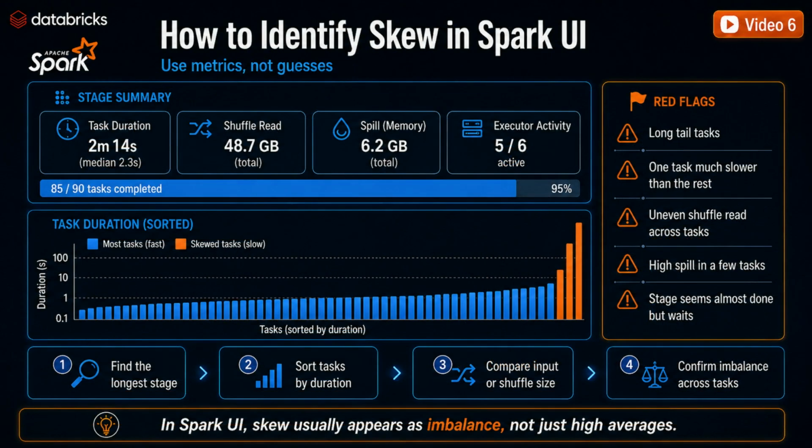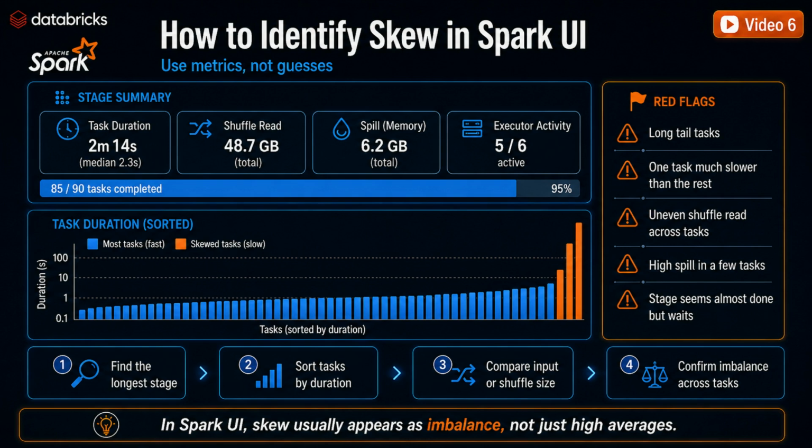To identify skew, use Spark UI metrics instead of guessing. Start by finding the slowest stage. Then sort tasks by duration and look for a long tail. If most tasks finish in a few seconds, but a few tasks take much longer, that is a strong skew signal. Next, compare input size, shuffle read size, spill, and executor activity.